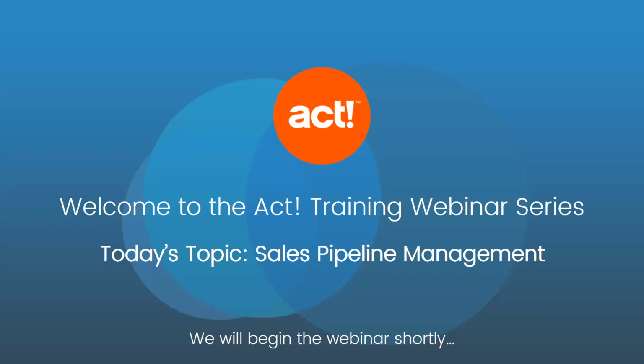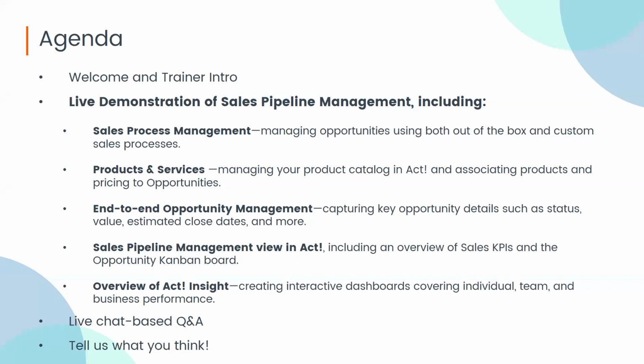So let's begin. Today on our agenda, we're going to talk about the sales pipeline management, including things like how to manage your sales process, the stages within that process, even creating your own process and a list of stages. We'll also talk about products and services. There's an area inside the opportunity management area where you can list your products and your services and add those to your opportunities, including costs and the price values associated with those items.